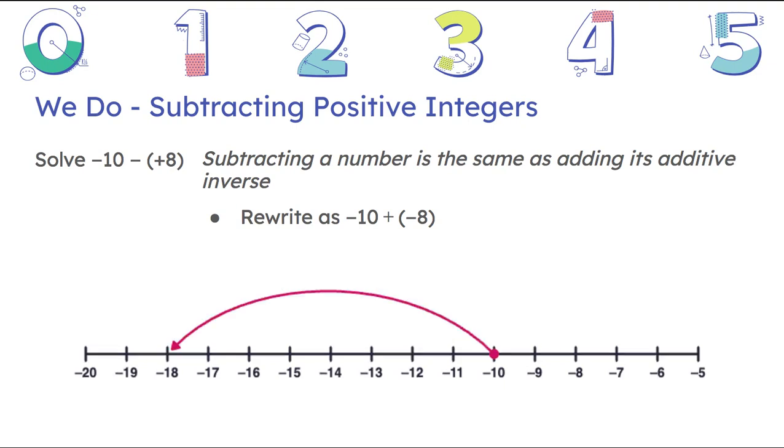Did you say negative 18? We end up at negative 18, so we have shown that negative 10 plus negative 8 is negative 18. Since this expression is equivalent to the original expression, negative 10 minus positive 8, we also know that negative 10 minus positive 8 can be solved as negative 18.